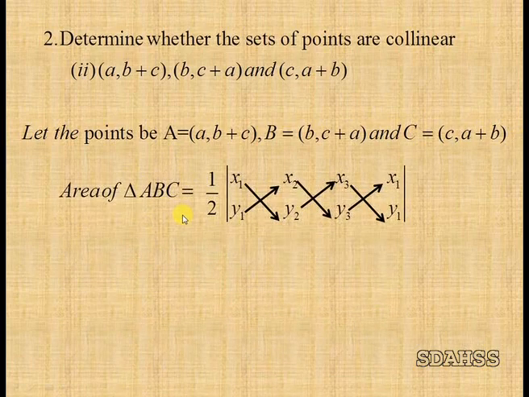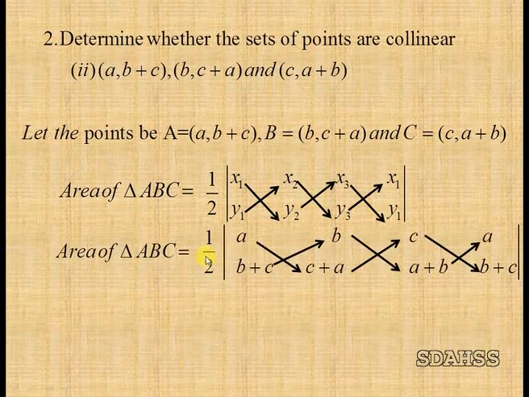Area of a triangle ABC is equal to half into x1, y1, x2, y2, x3, y3, x1, y1. Now substitute all the values in this formula, which is equal to half into a, b plus c; b, c plus a; c, a plus b; a, b plus c. Then cross multiply.